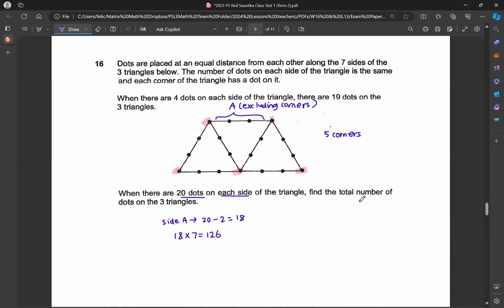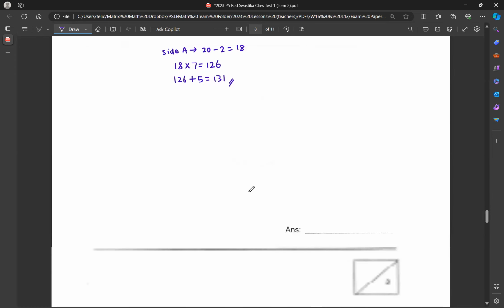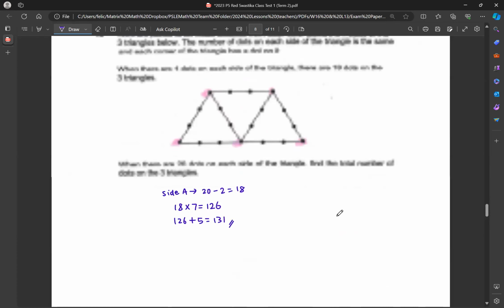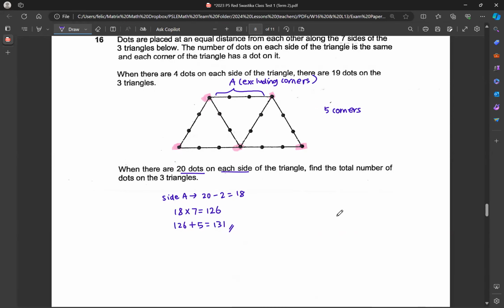Okay, now to find your total number of dots, you just need to take the side dots plus back the 5 corners that you have. So 126 plus 5. And that gives us 131 dots then. So that would be the answer. Okay.